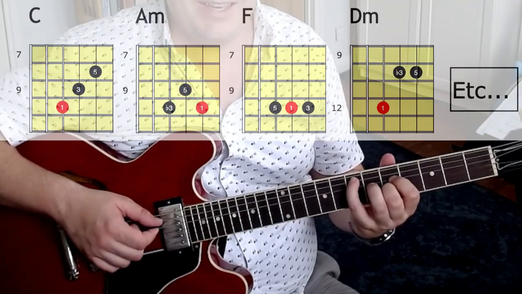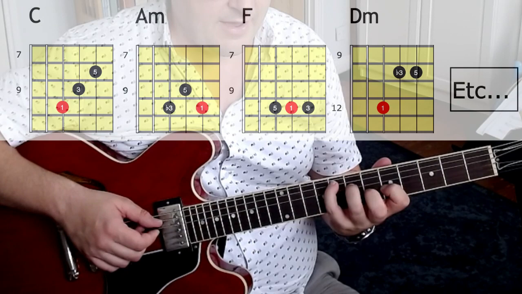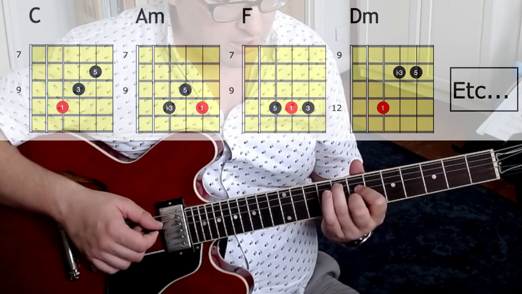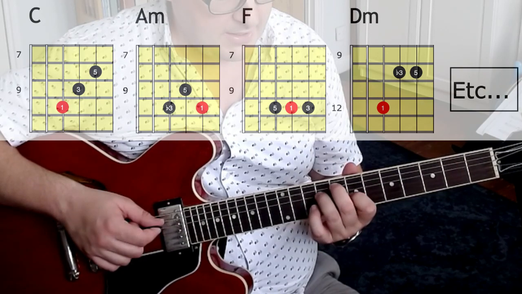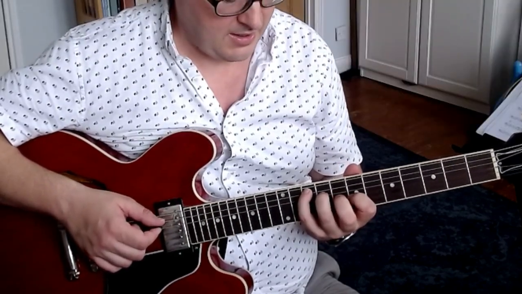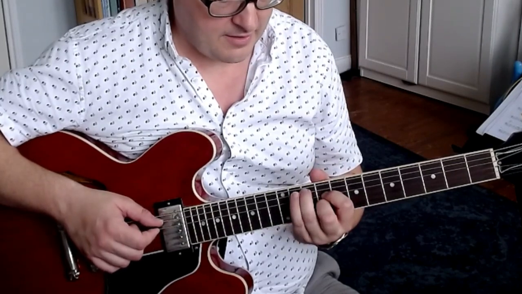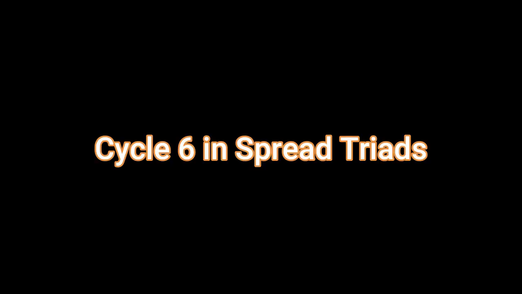C, A minor, F, D minor, B diminished, G major, E minor, and then we're back to C again. C, but this time we're in second inversion. If you want to get involved with these lovely spread or open voiced triads, they sound beautiful on the guitar, make everything sound like Eric Johnson.